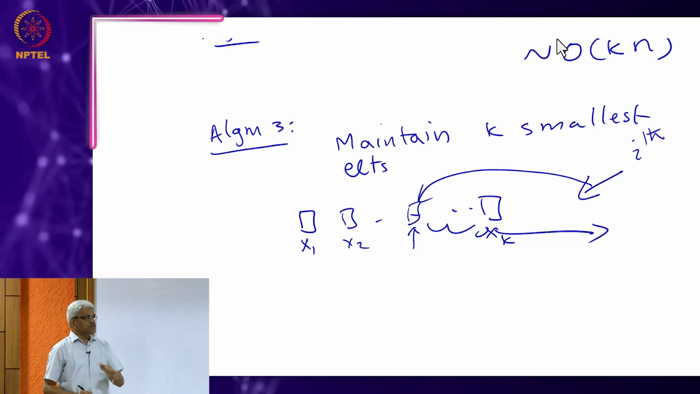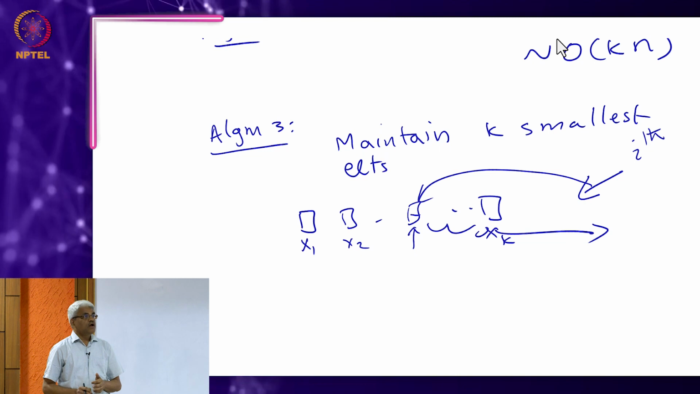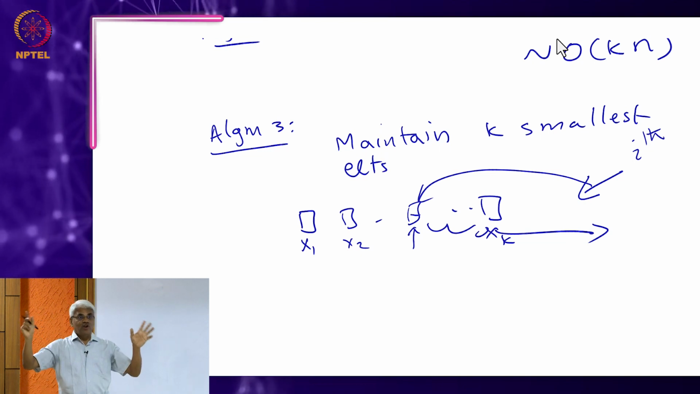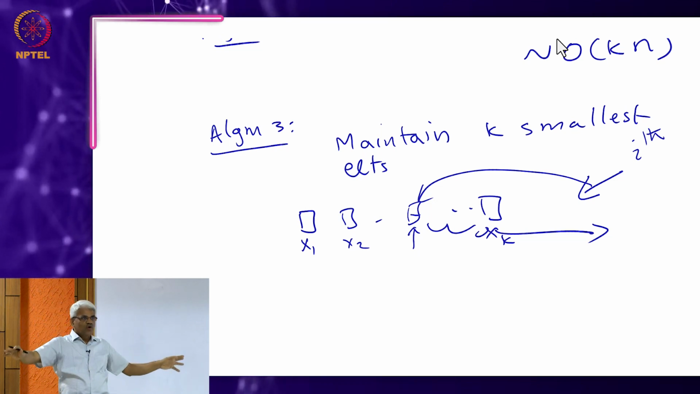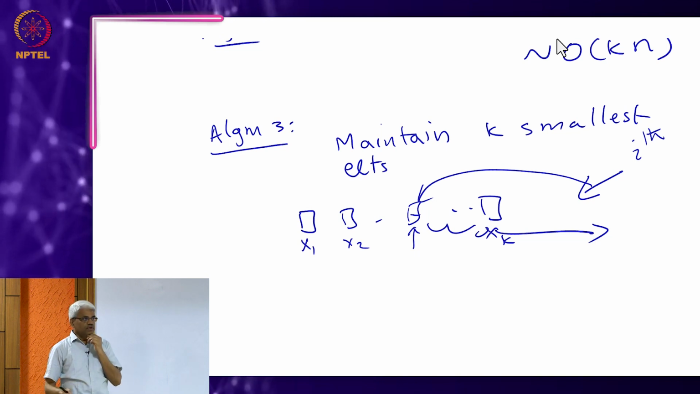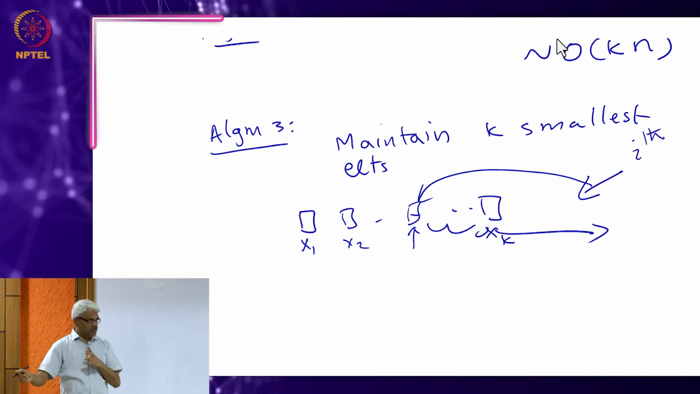In terms of comparisons, how many comparisons have I made? Log k. This is another important thing. Binary search takes log k comparisons. I hope everybody knows binary search and knows that it takes log of the number of elements. So I'm spending log k comparisons at every iteration.